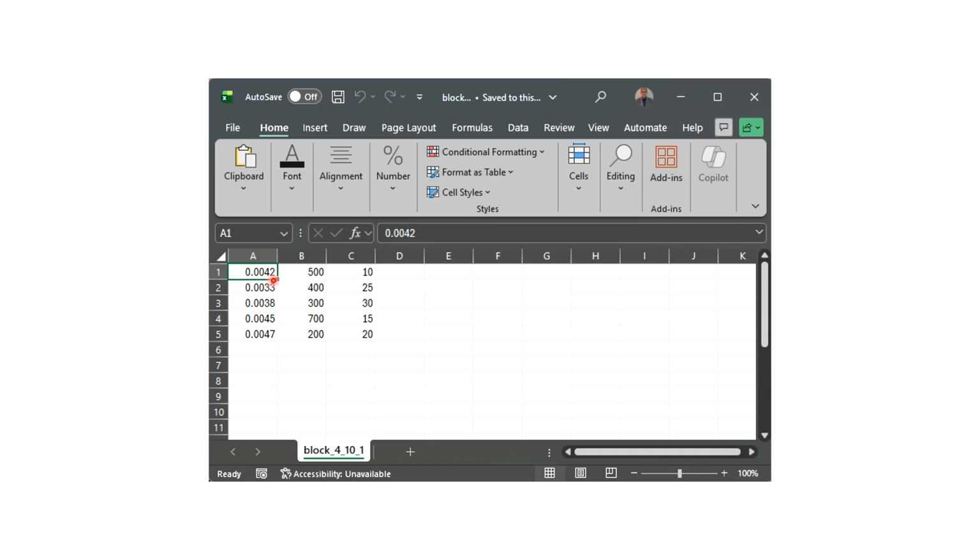So there's an interest rate of 0.0042, not percentage, but interest rate. If you wanted the percentage, you would need to multiply by 100, and that's per period. So there's 10 periods in this block, and in each period you contribute $500.